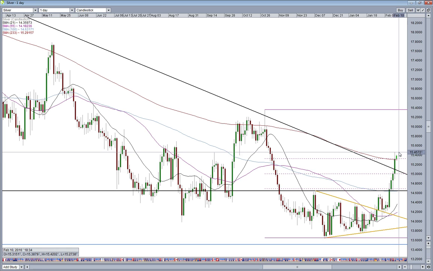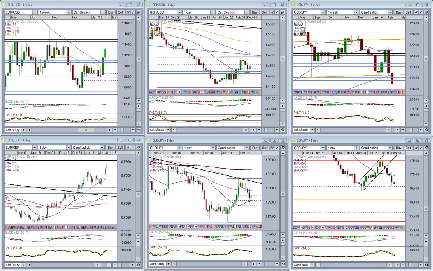We are seeing some consolidation, but it still looks particularly bullish as far as I'm concerned, and the fact that we've seen a break here maybe suggests that we are going to see a similar break in gold, in which case I will become much more bullish on that as well.